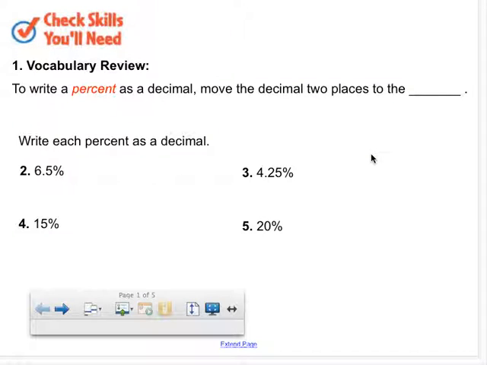Okay, this is Unit 7, Lesson 8. We have a quiz tomorrow. Vocabulary review. To write a percent as a decimal, move the decimal 2 places to the left.